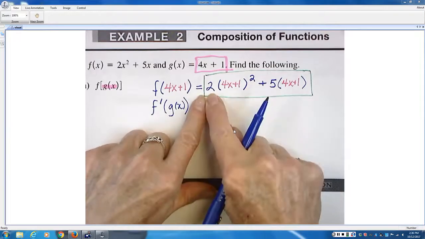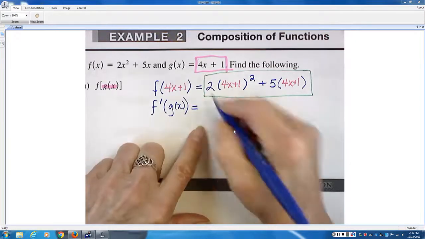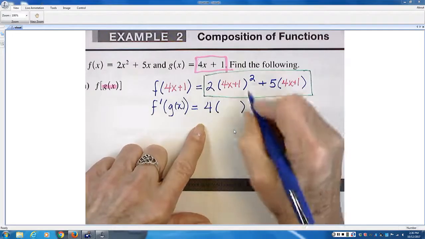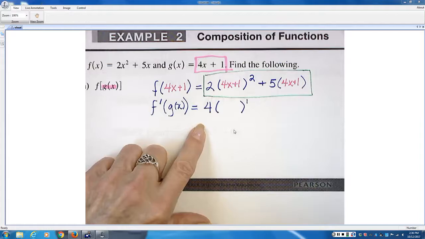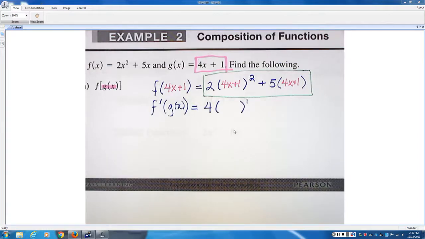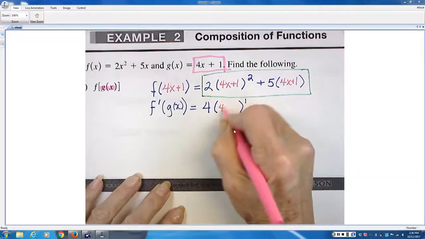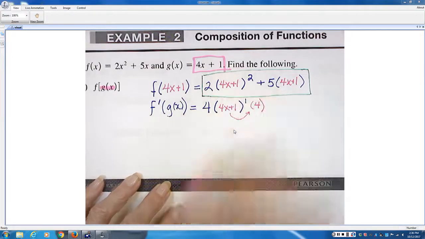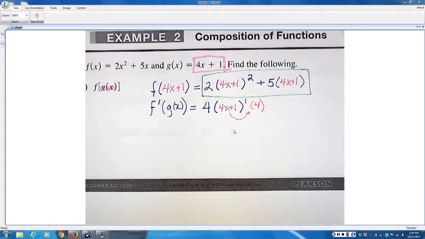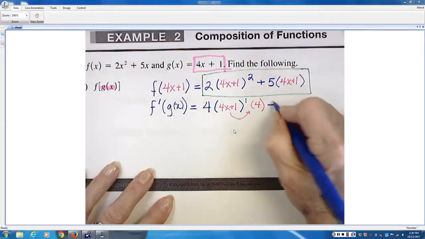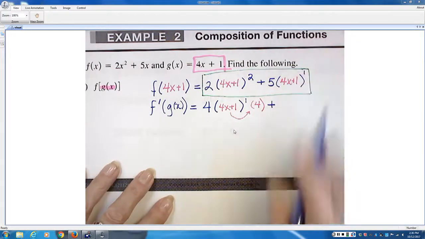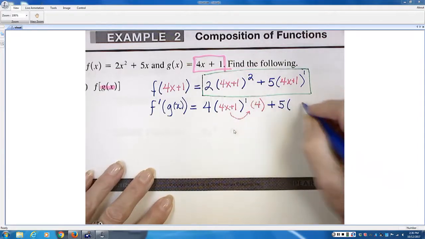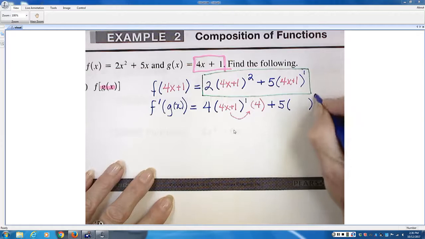Bring your 2 down in front, and 2 times 2 is 4. Keep what's in the parentheses. Drop your power by 1, so that's going to be to the first power. Then you take the derivative of what's in the parentheses, which is pretty simple, it's just 4. Plus, this power is 1. 1 times 5 doesn't change 5, so we'll just keep the 5. Times the parentheses, but 1 minus 1 becomes 0.